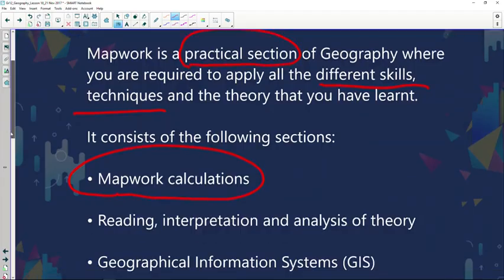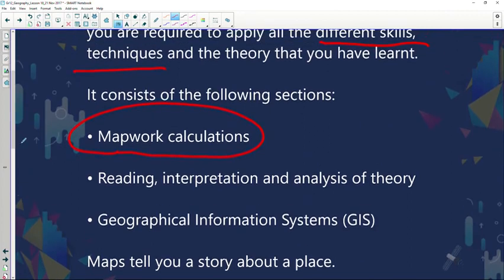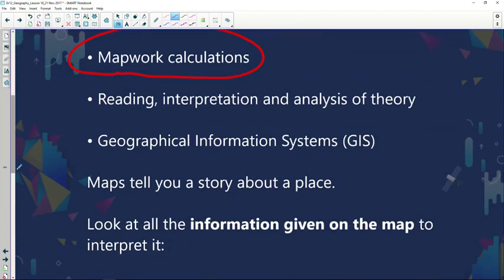Now what we're going to do with this question paper is reading, interpretation and analysis of what you've learned in theory on the specific map. And lastly we're going to look at GIS, Geographical Information System. If you look at maps, it basically tells us a story about a place. It's like the site and situation. Why did people choose to settle there? Because of certain factors that play a role.